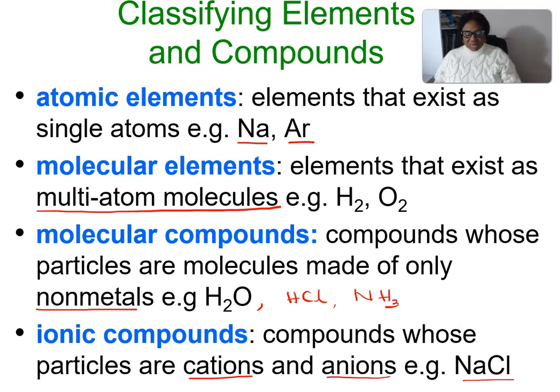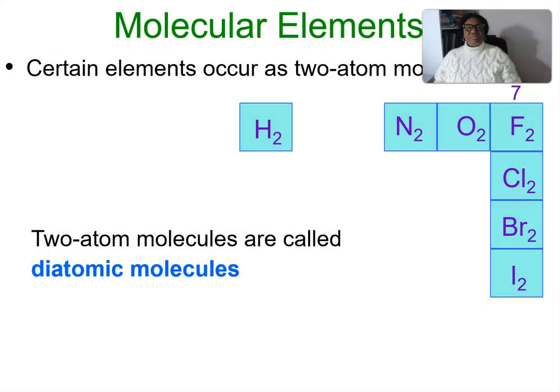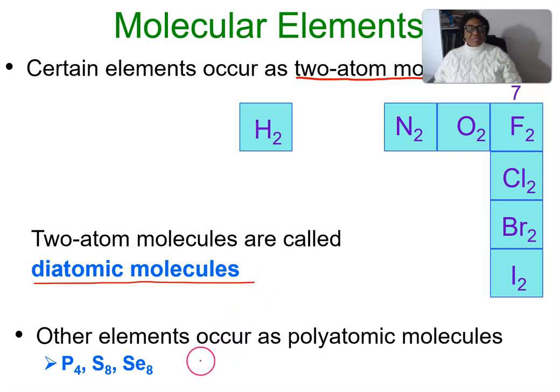Let's look at some molecular elements. Certain elements occur as diatomic molecules. So we have hydrogen, nitrogen, oxygen, fluorine, chlorine, bromine, and iodine. So they are diatomic molecules. Other molecular elements exist, but they are polyatomic molecules. For example, you see phosphorus, sulfur, and selenium. Those are polyatomic molecules.